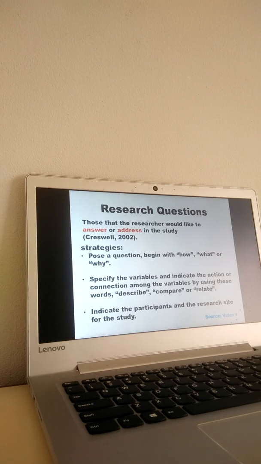And then the third part is about the research questions. Research questions are those that the researcher would like to answer or address in the study. First, it should pose a question, beginning with words such as how, what, or why. And the second is you should specify the variables and use the words describe, compare, or relate to indicate the action or connection among these variables. And then you should indicate the participants and research site for the study.